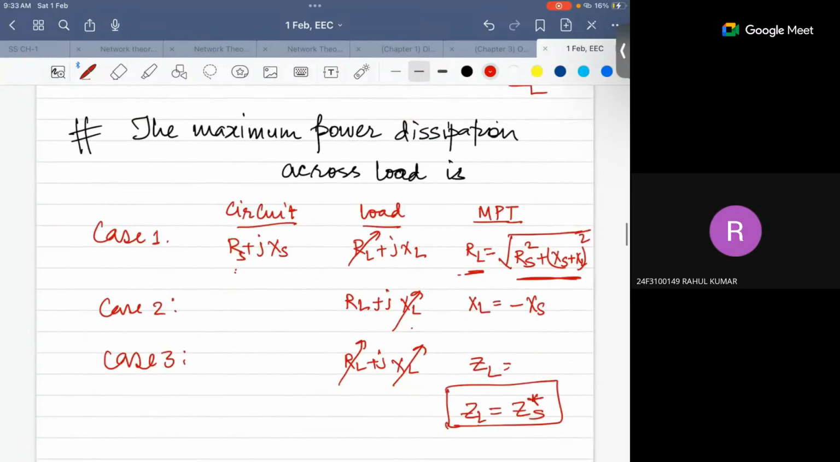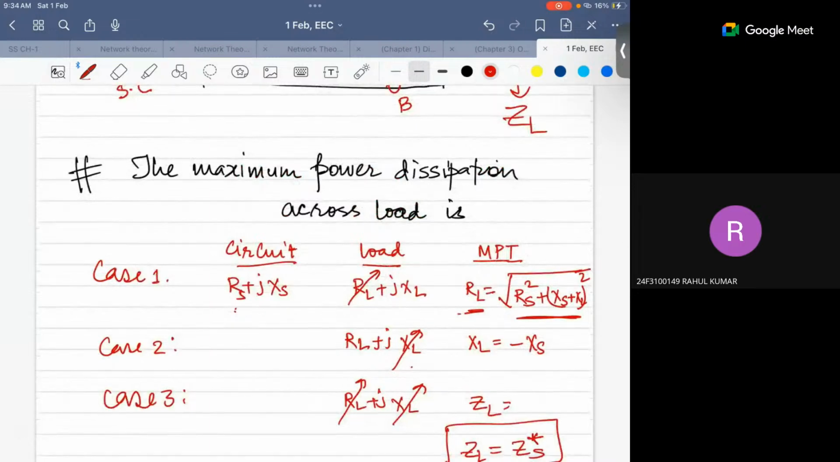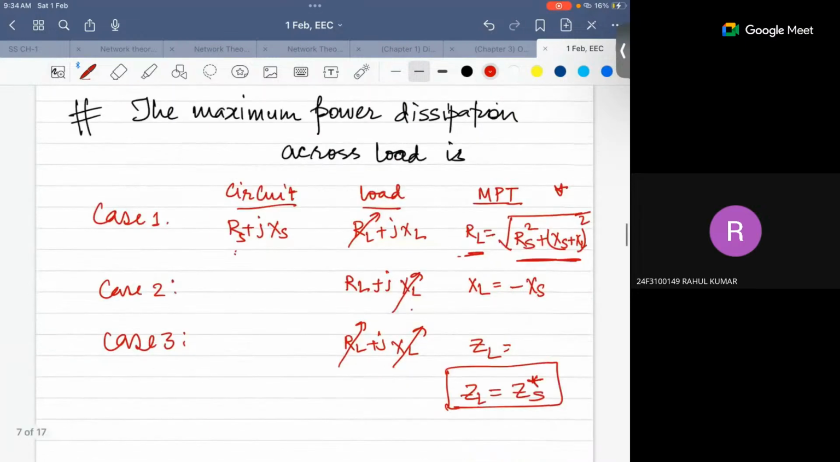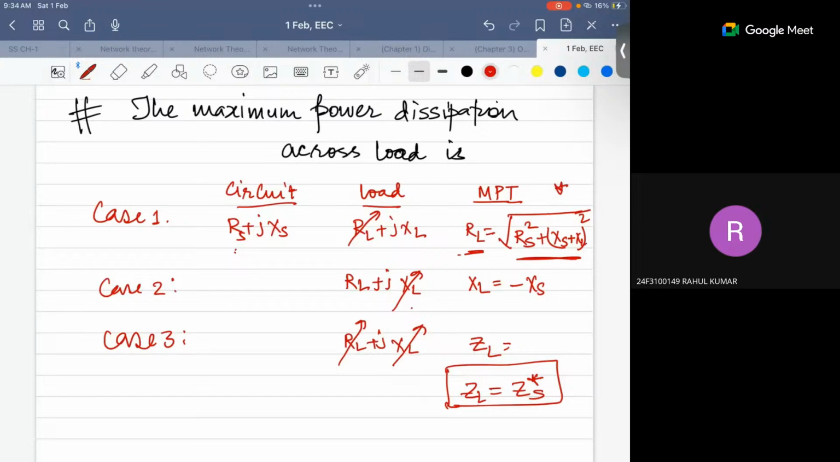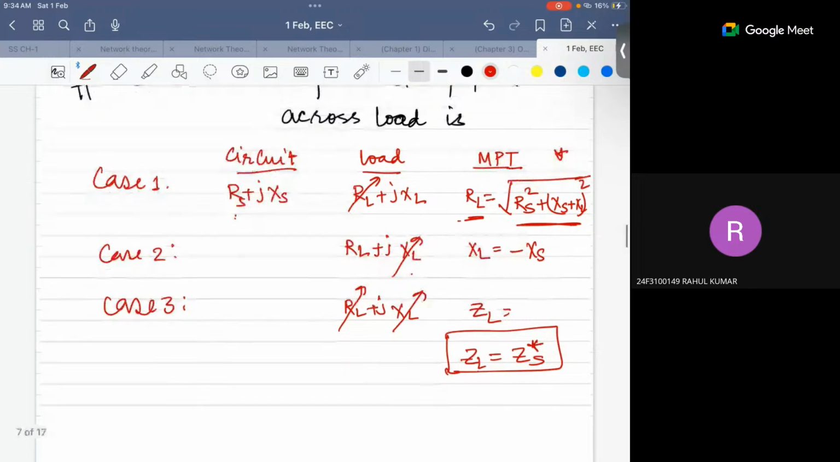So for maximum power dissipation, if you have a capacitor and inductor both, then in those cases you try to cancel the imaginary part somehow. If only RL is varying and XL is already fixed, then you can't do that, and you have to use this formula. But if XL is varying, then what will you do? XL should be negative. If it's an inductor in the circuit, you put a capacitor in the load, or if it's a capacitor in the circuit, you put an inductor in the load, so that the imaginary part gets cancelled and you are left with just the real part, and you can calculate the maximum dissipation across that load. Is it clear to everyone? Can we move to the next part?